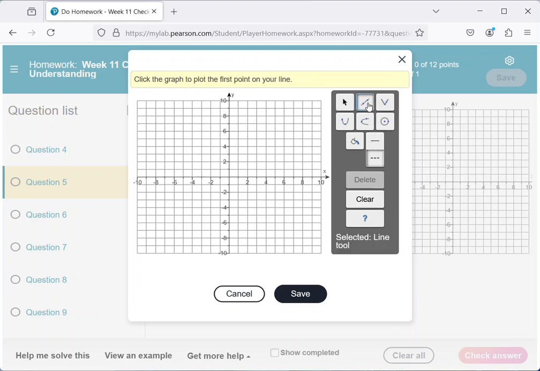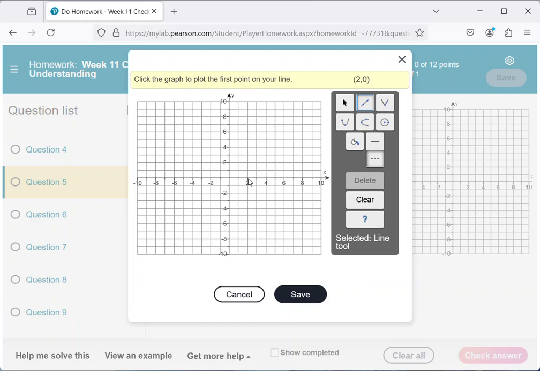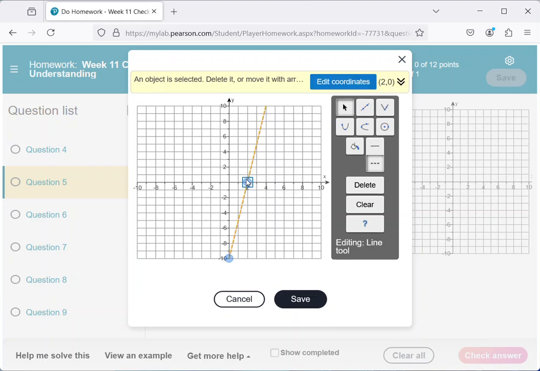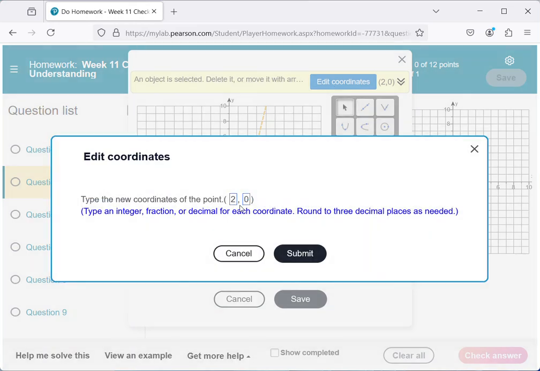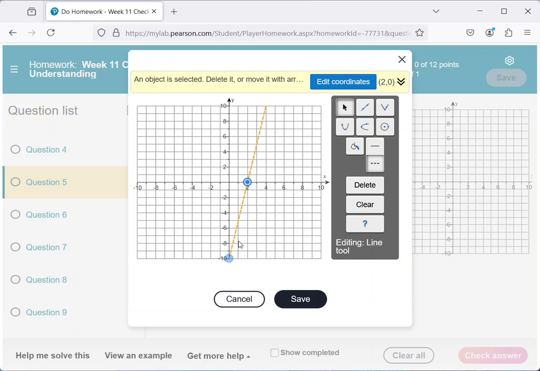Then I'm going to click on the line tool, and then I'm going to plot the 2 points. So I had a point at 2, 0, and then a second point at 0, negative 10. And again, remember that I can watch that upper right corner with my points to see if I'm plotting them in the right place. I can also click on a point if it is in the wrong place and edit the coordinates, and that will allow me to type in where I want the point to go. So that's my first line.